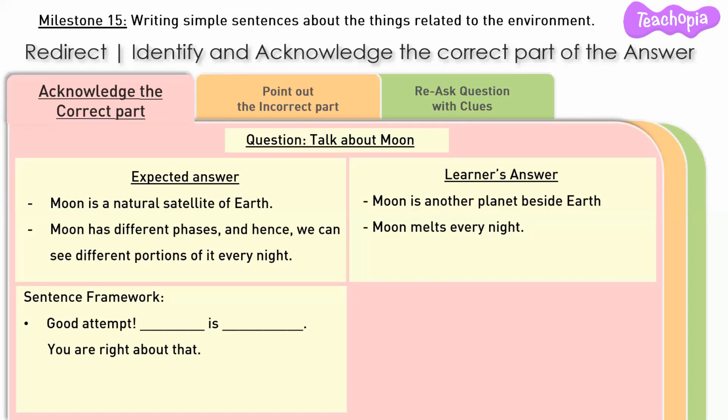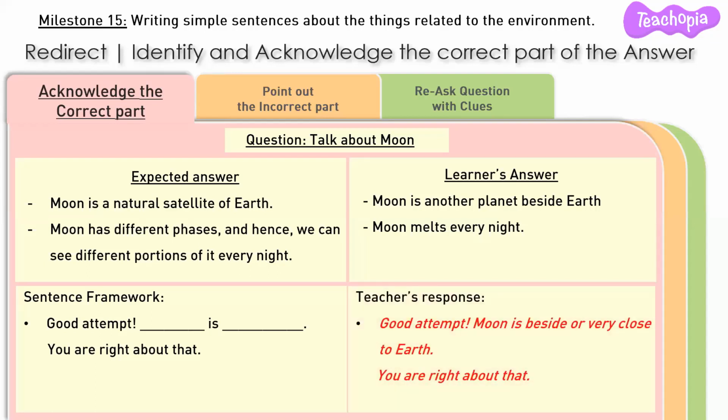How do we acknowledge the correct part in these two answers? We could say something like this. Good attempt. Moon is beside or very close to the earth. You are right about that. See how the answer says that moon is another planet beside the earth. The student has got the planet part wrong, but he is right that it is something that is beside or very near to the earth. So we're going to try and acknowledge that correct part.